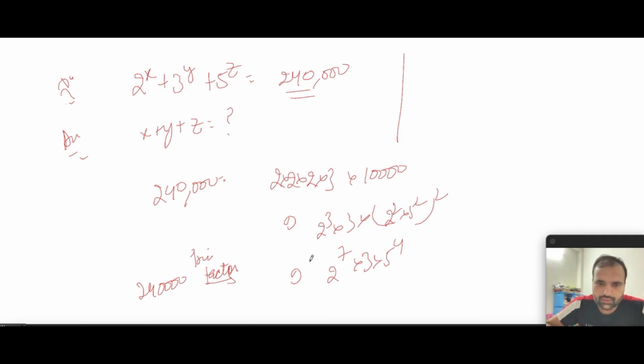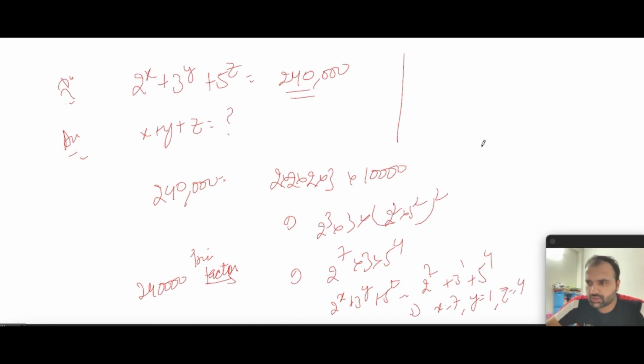Okay, so now it is very simple. Or let me write it in another manner, 2^x times 3^y times 5^z equal to 2^7 times 3^1 times 5^4. So what we can see over here is that x equals 7, y equals 1 and z equals 4. So the total should be, this is what is being asked, so it's 12.